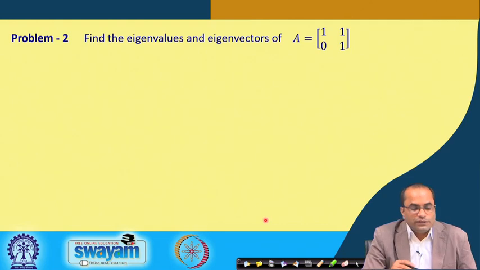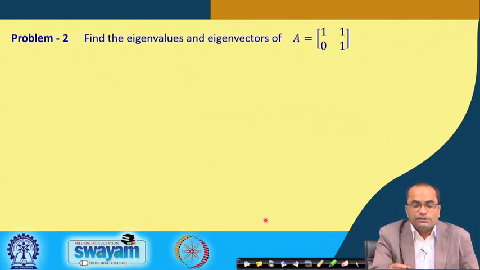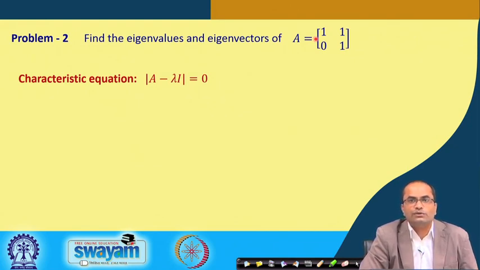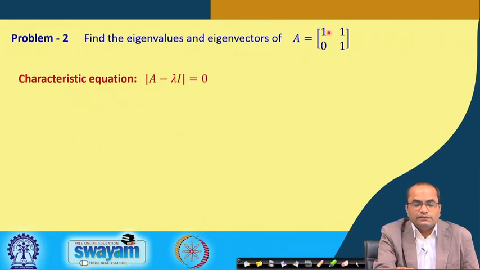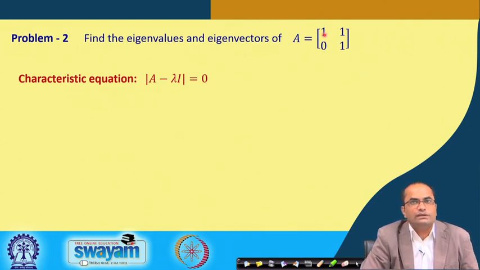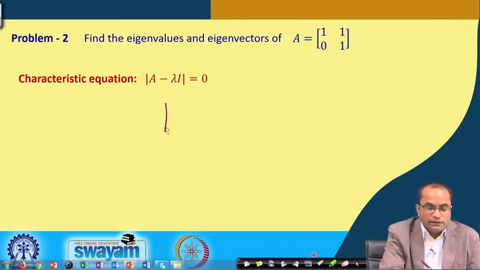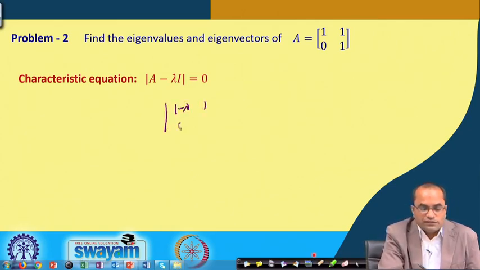So, another example: find the eigenvalues and the eigenvectors of A, which is given here, again a very simple matrix we have taken just for demonstration: 1 1 and 0 minus 1. If we write down the characteristic equation, that will be A minus lambda I equal to 0. That means we subtract lambda from the diagonal entries. So, that will be 1 minus lambda, 1, 0, and 1 minus lambda, equal to 0.